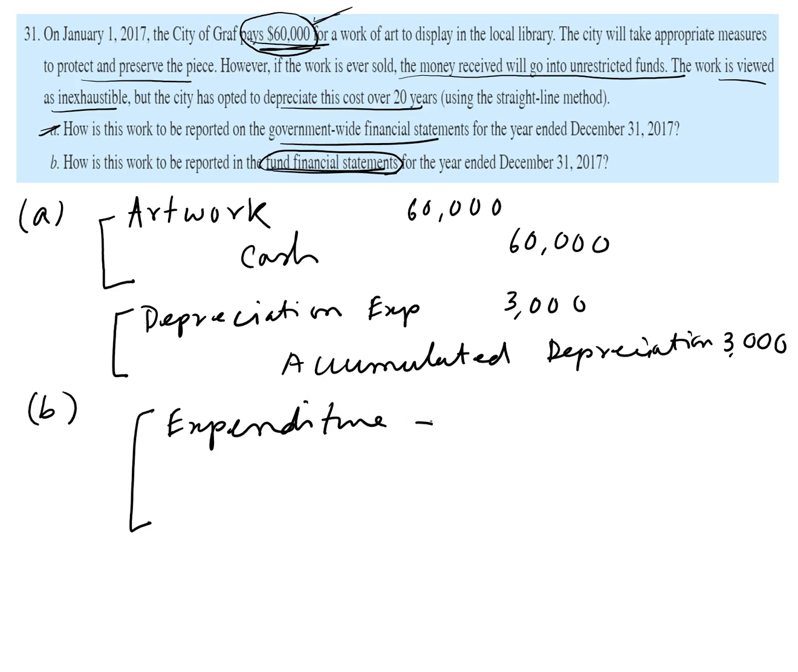They can call it artwork expenditure, and they will credit cash. Remember, we assume it's under the general fund, that's the basic assumption, when nothing is mentioned about what type of fund it is. Then we should not record any capital assets, and since there are no assets, there is no question of depreciation. So the total amount will be considered an expenditure. That is how they will show it under the government-wide financial statement and the fund financial statement.